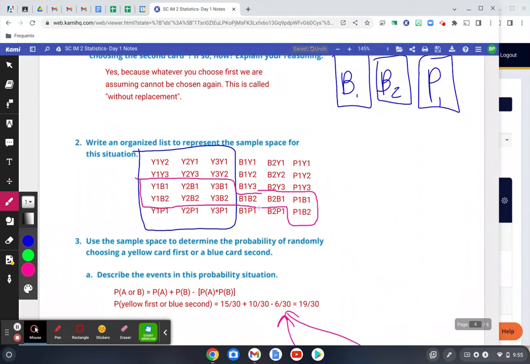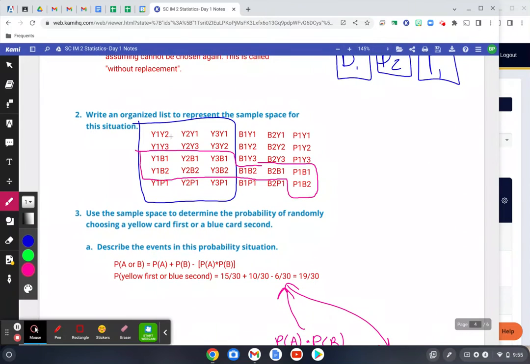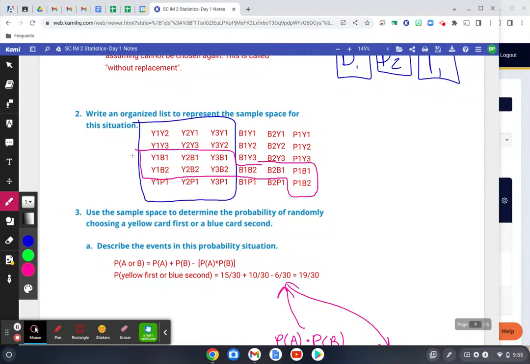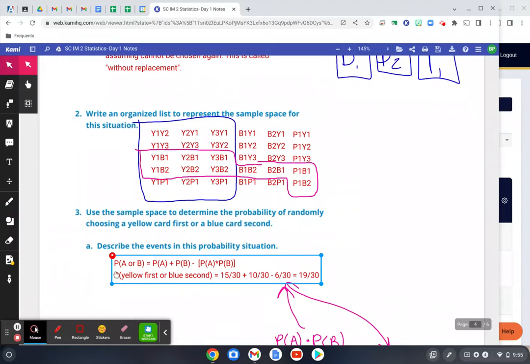Okay. Now, we use this sample space to help us answer question number 3. Use the sample space to determine the probability of randomly choosing a yellow card first or a blue card second. So the formula that we came up with here looked like this. Probability of A or B is equal to the sum of A plus B minus the and portion, probability of A times probability of B. And what that looked like was this.